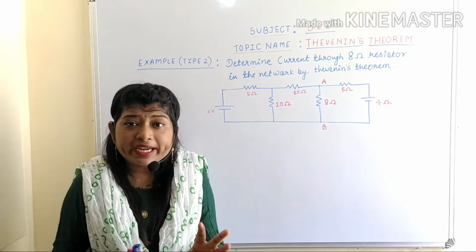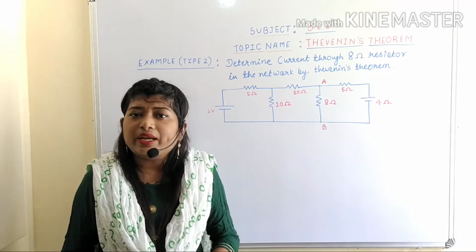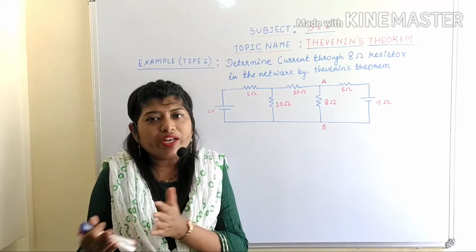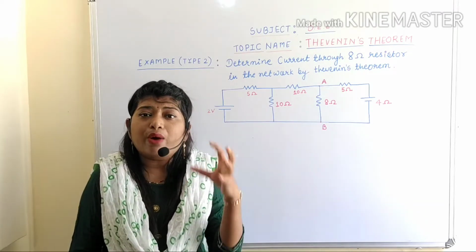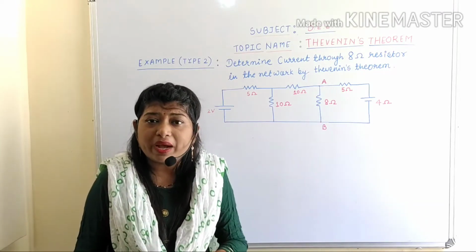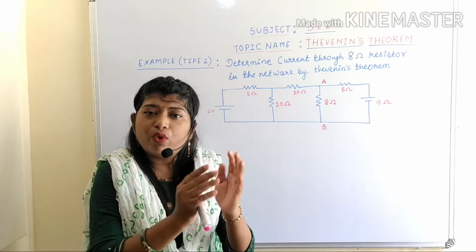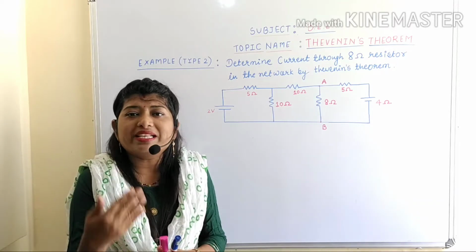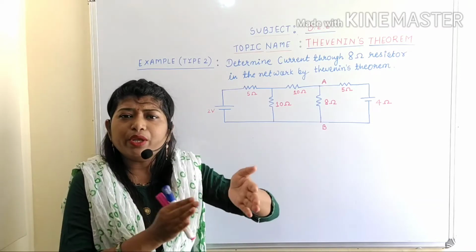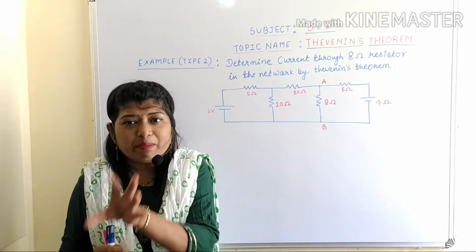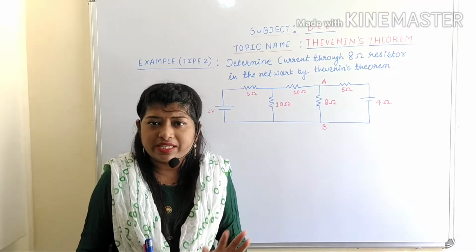You have to identify the sources in the network. Which are the sources? It could be a voltage source or it could be a current source. If a current source is there, you have to replace that particular current source by an open circuit due to its internal resistance. If a voltage source is there, you need to replace it by a short circuit. And simply use the series-parallel method to calculate RTH, that is Thevenin's equivalent resistance.